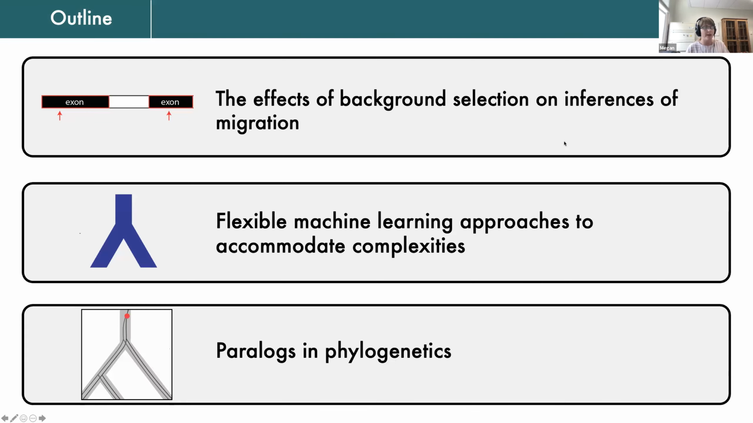So I've been talking about what happens when our models are misled. And now I'm going to talk about how we can expand the data we use and still make accurate inferences in phylogenetics.